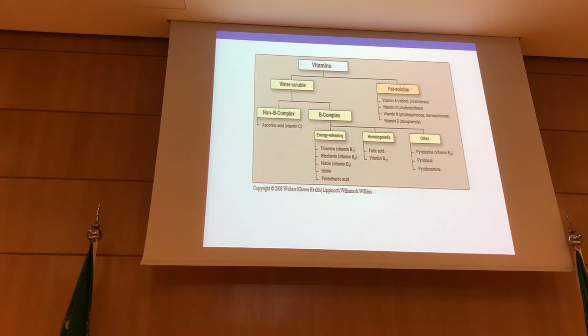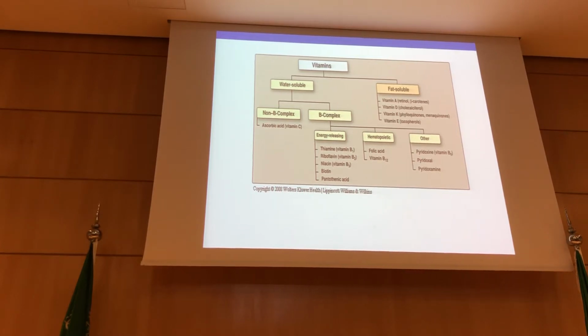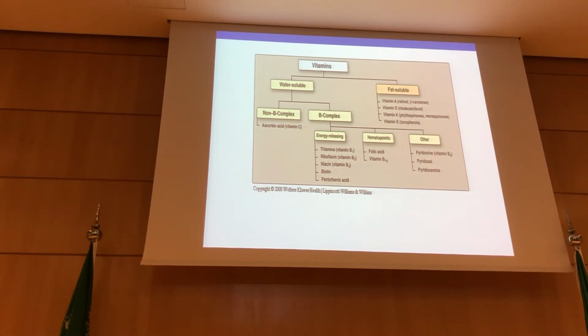Others are called vitamin B6 group, under which we have 3 types: pyridoxine, pyridoxal, and pyridoxamine. And we will focus on pyridoxal because it is converted to a coenzyme, which is called pyridoxal phosphate. I'll talk about it in a minute. So this is the classification of vitamins.